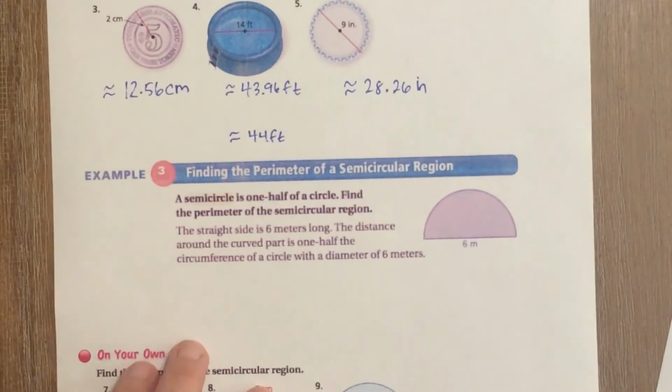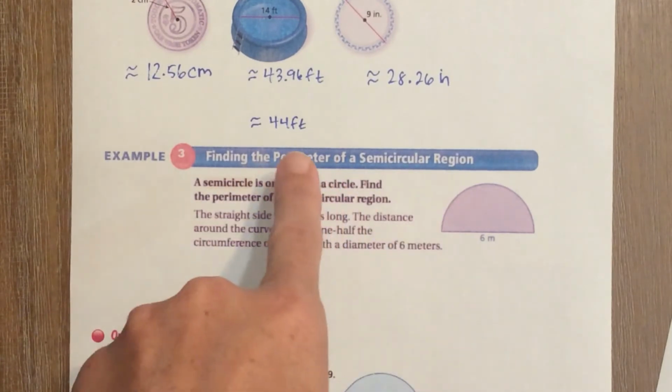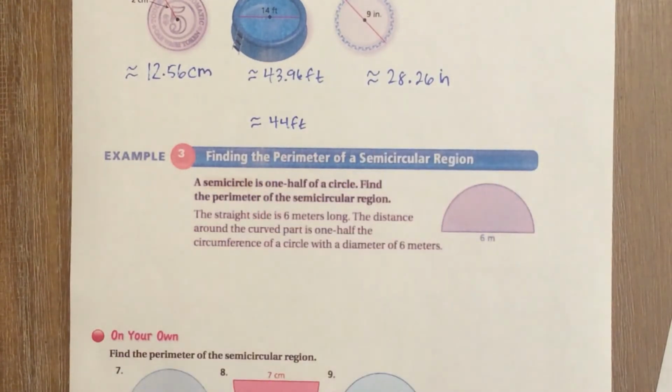All right, so let's look at example 3 here. It says find the perimeter of a semicircle. Now, the reason why we say perimeter is because it's no longer a full circle. So it's just the distance around an object.